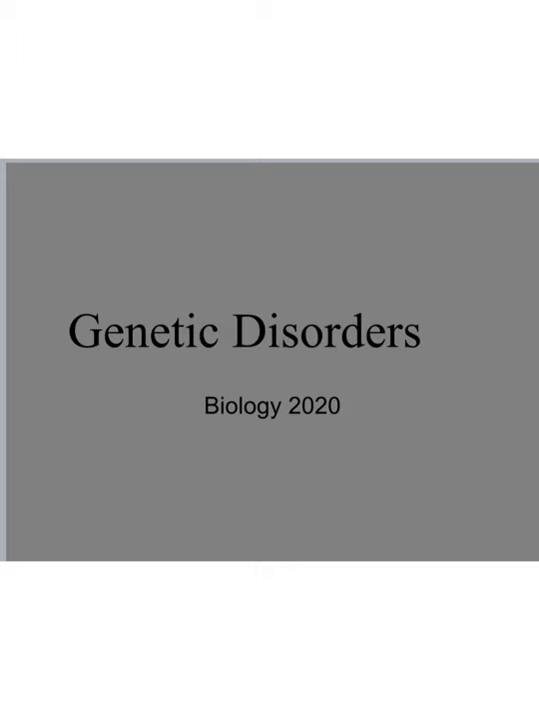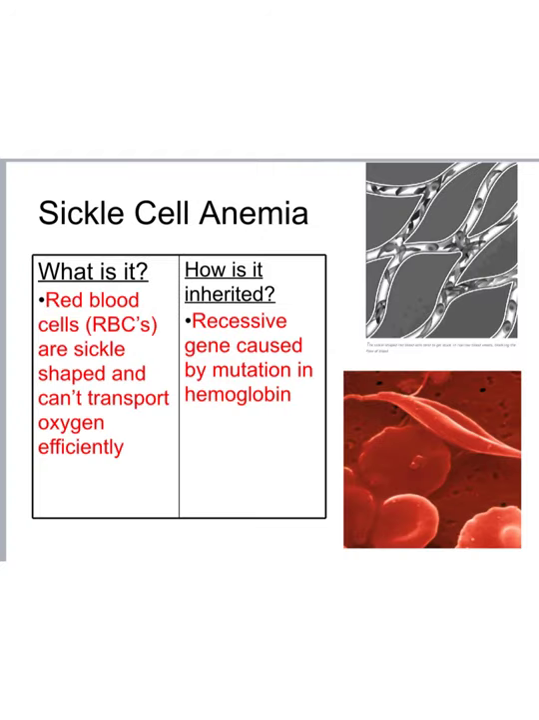All right, this is the podcast for notes for genetic disorders. Please take notes on your notes outline. We're going to start with sickle cell anemia. If you do not have the notes outline or access to a printer, just take notes on a separate piece of paper. For each of the disorders that we do, there are 12 of them total.